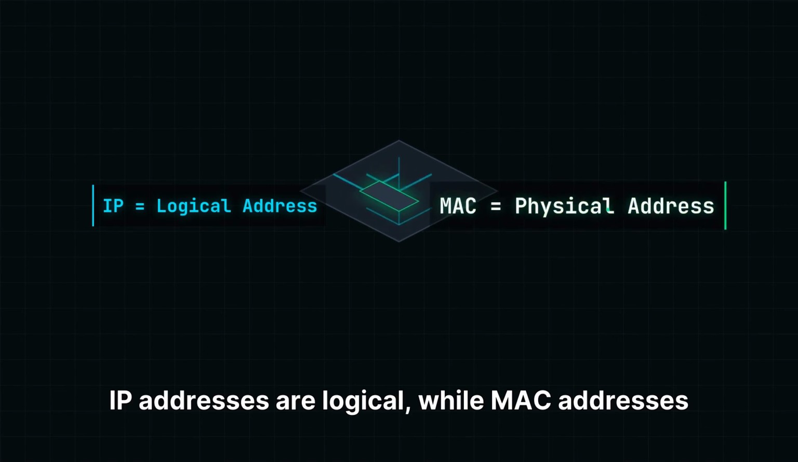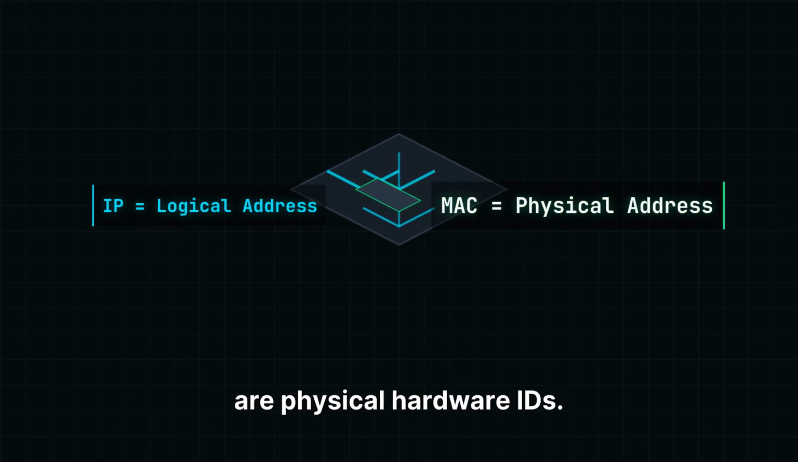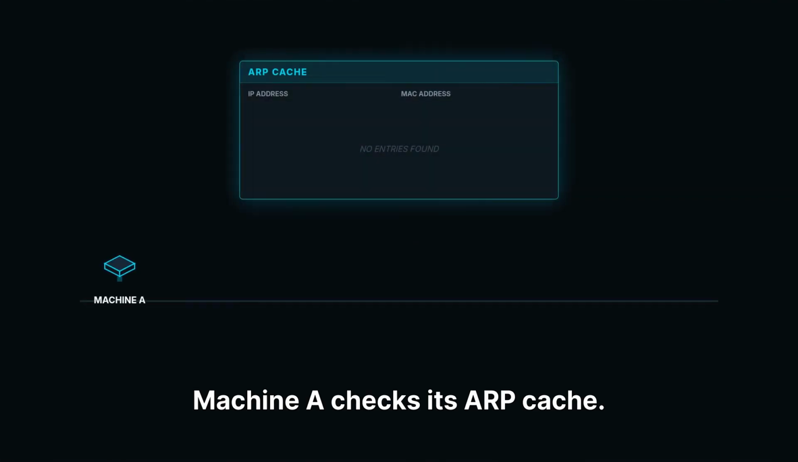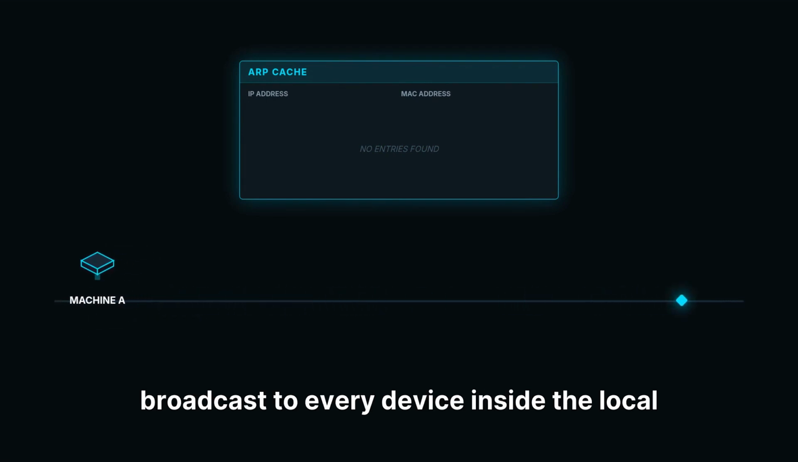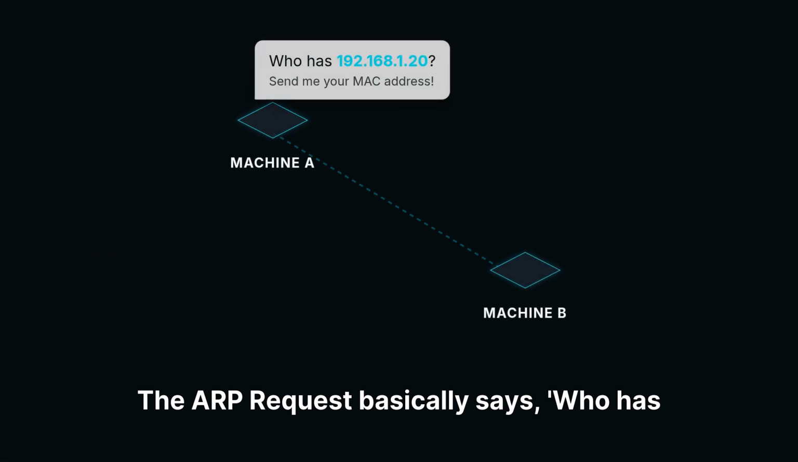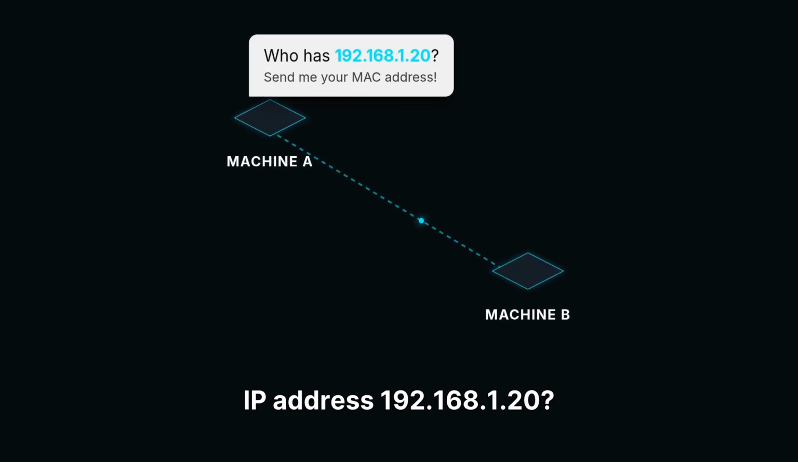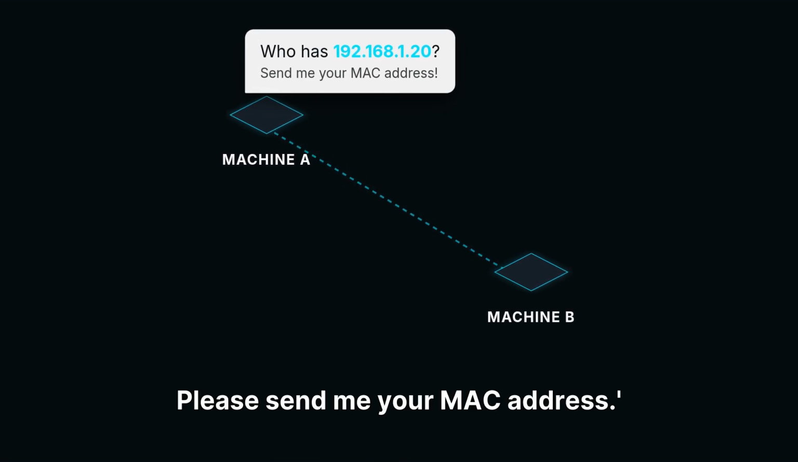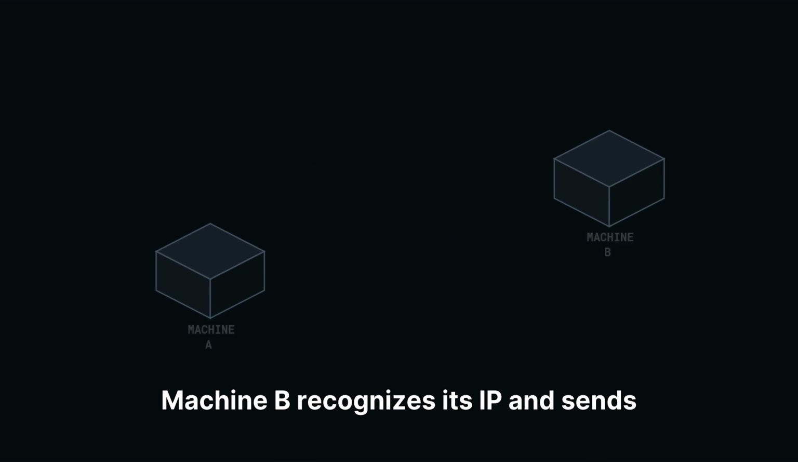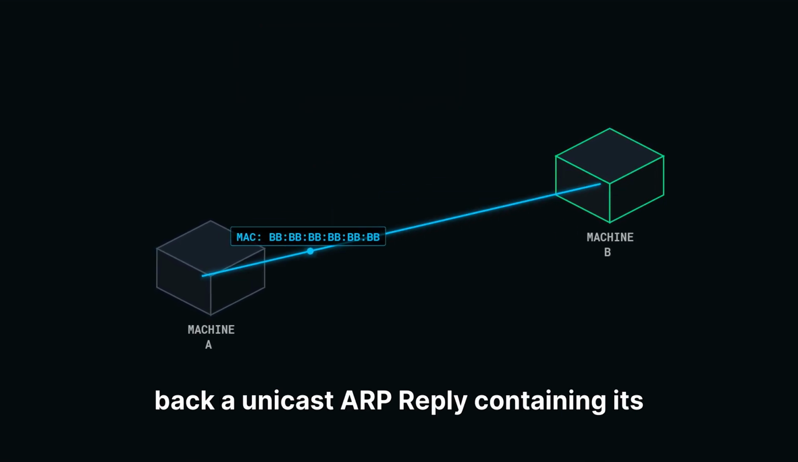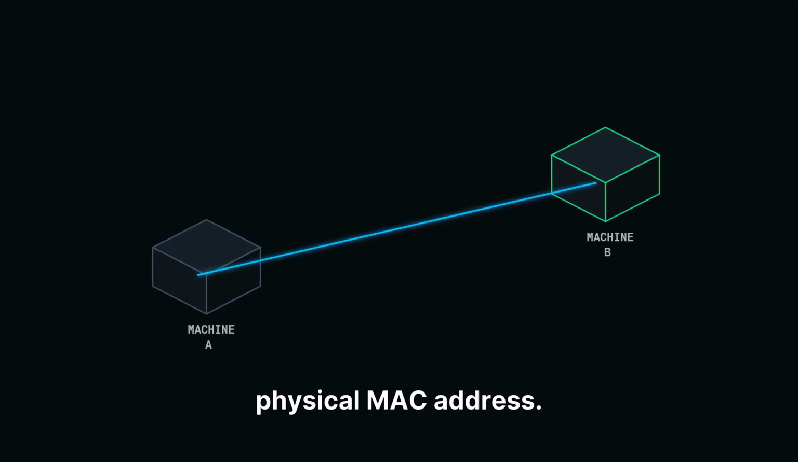IP addresses are logical, while MAC addresses are physical hardware IDs. Machine A checks its ARP cache. If unknown, it sends an ARP request broadcast to every device inside the local network. The ARP request basically says, who has IP address 192.168.1.20? Please send me your MAC address. Machine B recognizes its IP and sends back a unicast ARP reply containing its physical MAC address.